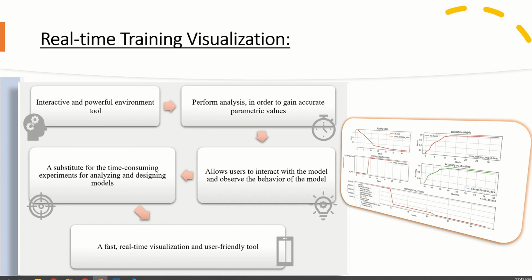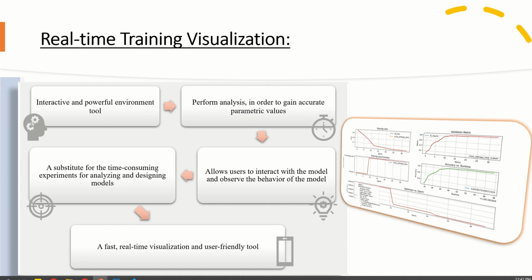For example, once you run the training, you are blind, right? You can print the values and look at them, but that makes you feel bored, right? But if you have a graphical user interface, it makes it interesting to see how it is working, and it also helps you learn. So that's basically a substitute for time-consuming experiments for analyzing and designing the model.